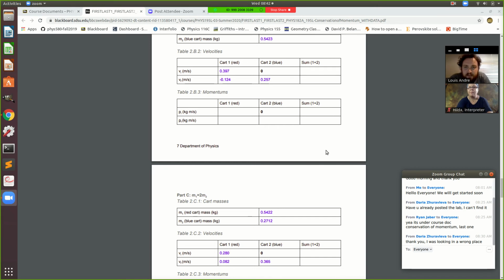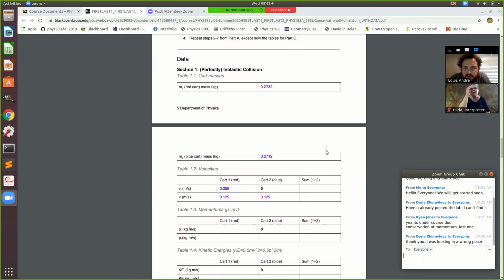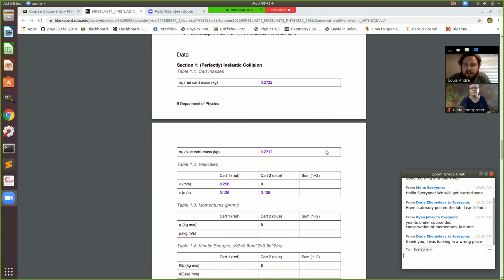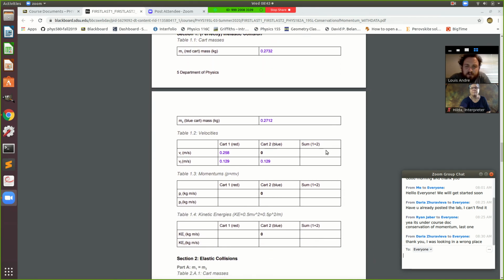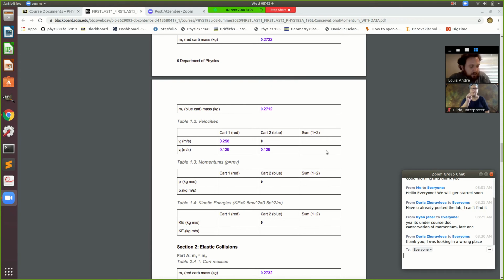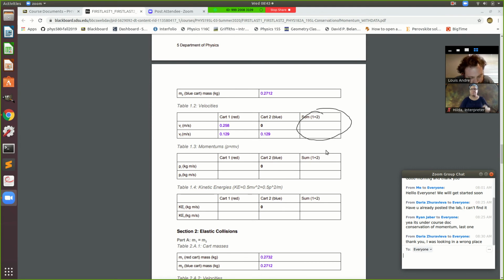Now you can see here, going back up to the top, we need to start filling things in right after the data section starts. It's pretty straightforward. You can see we're given the velocities and we're given the masses of the carts, right? The sum here is just adding up the rows to the left. So you add up this and this to get this final row. That's literally all you're doing with the sum of 1 plus 2. It's just adding up the two spaces to the left.